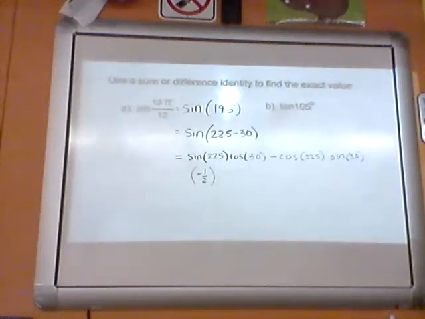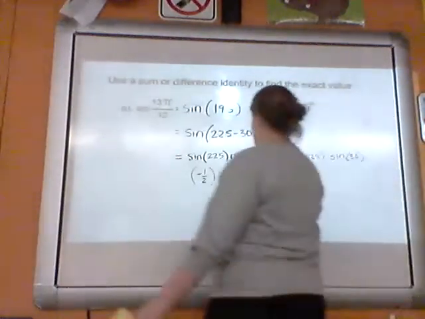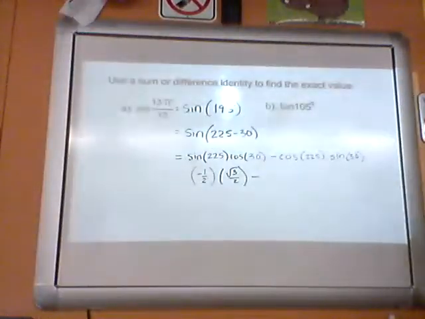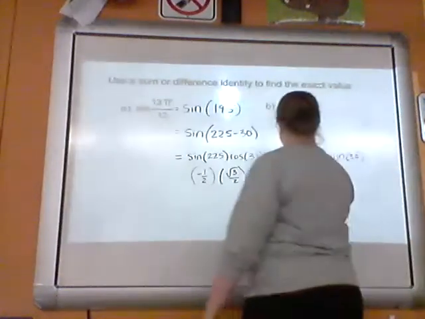Go forth and prosper. All right, cosine is square root of 3 over 2, unless it's not, okay. And then cosine of 225 is negative, it gets us negative every time.